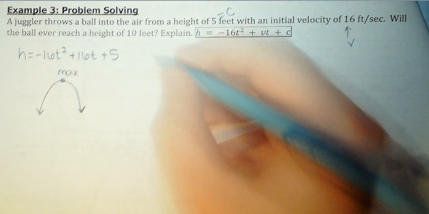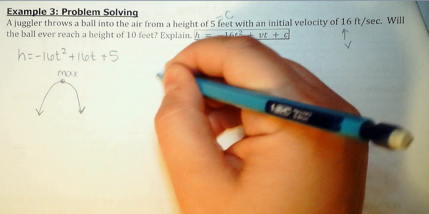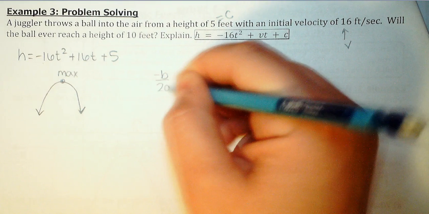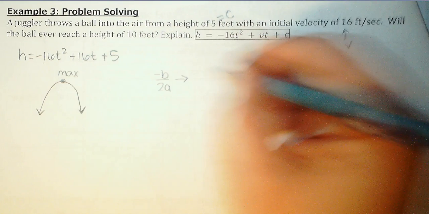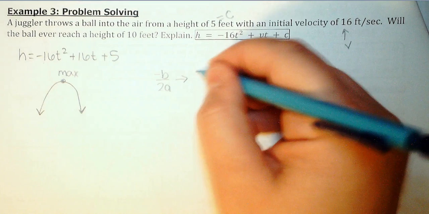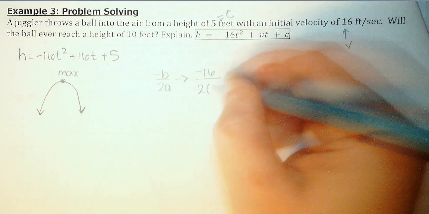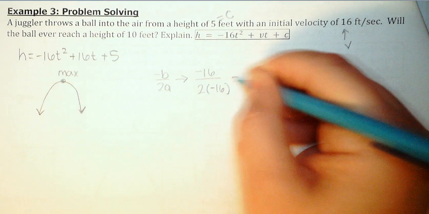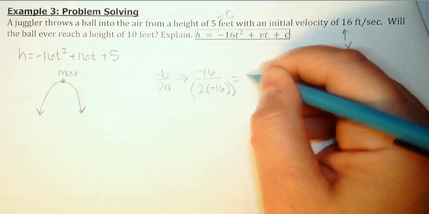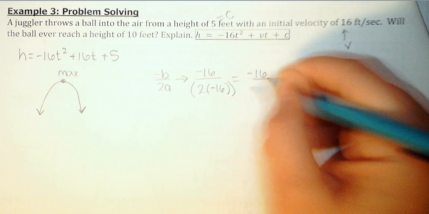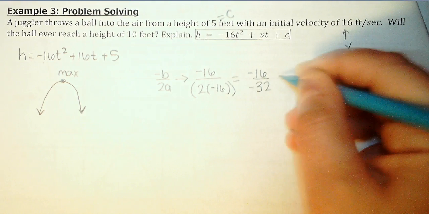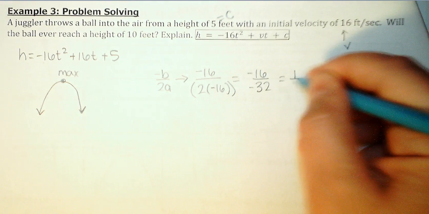So I'm going to find the vertex here. I'm going to do my negative b over 2a. In this question, b is 16, so it's going to be negative 16 over 2 times a, which would actually be 2 times negative 16. Don't forget, either put that in parentheses or figure out what that is in that denominator. And if you simplify that, this is only a half.